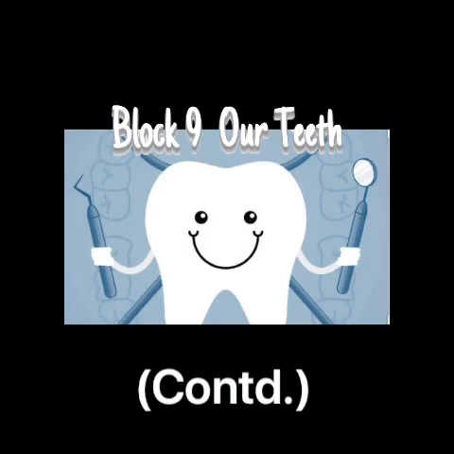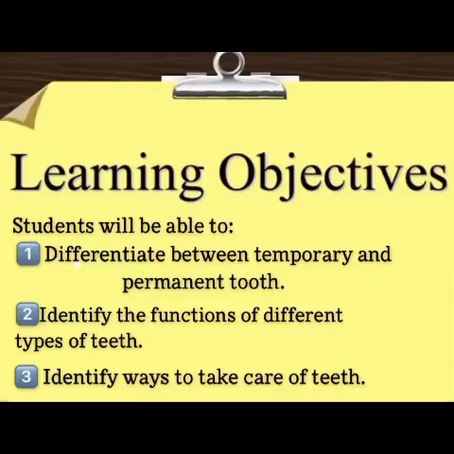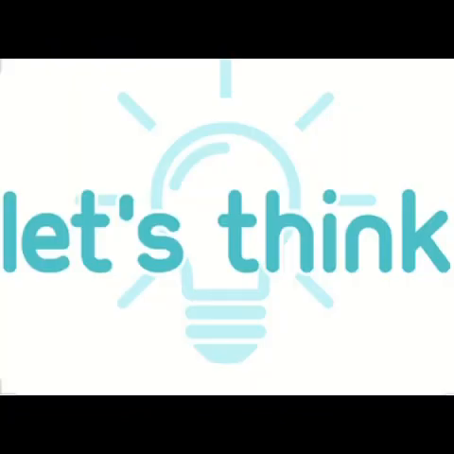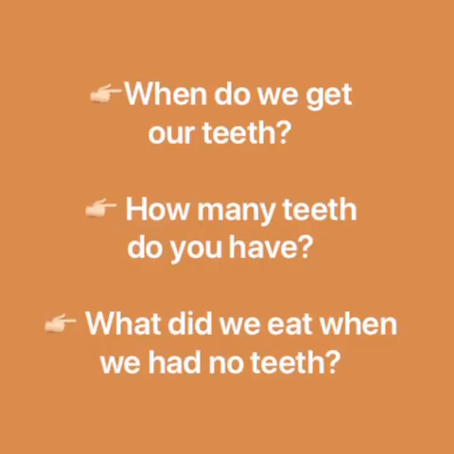So in this class we are going to continue block number 9, our teeth. Previously you studied about the structure of a tooth and different types of teeth. In today's class you will learn the differences between temporary and permanent teeth, functions of different teeth and ways of taking care of teeth. For now, children, just wear your thinking cap and start thinking of the answers to the following few questions. You may get the answers by the end of the class.